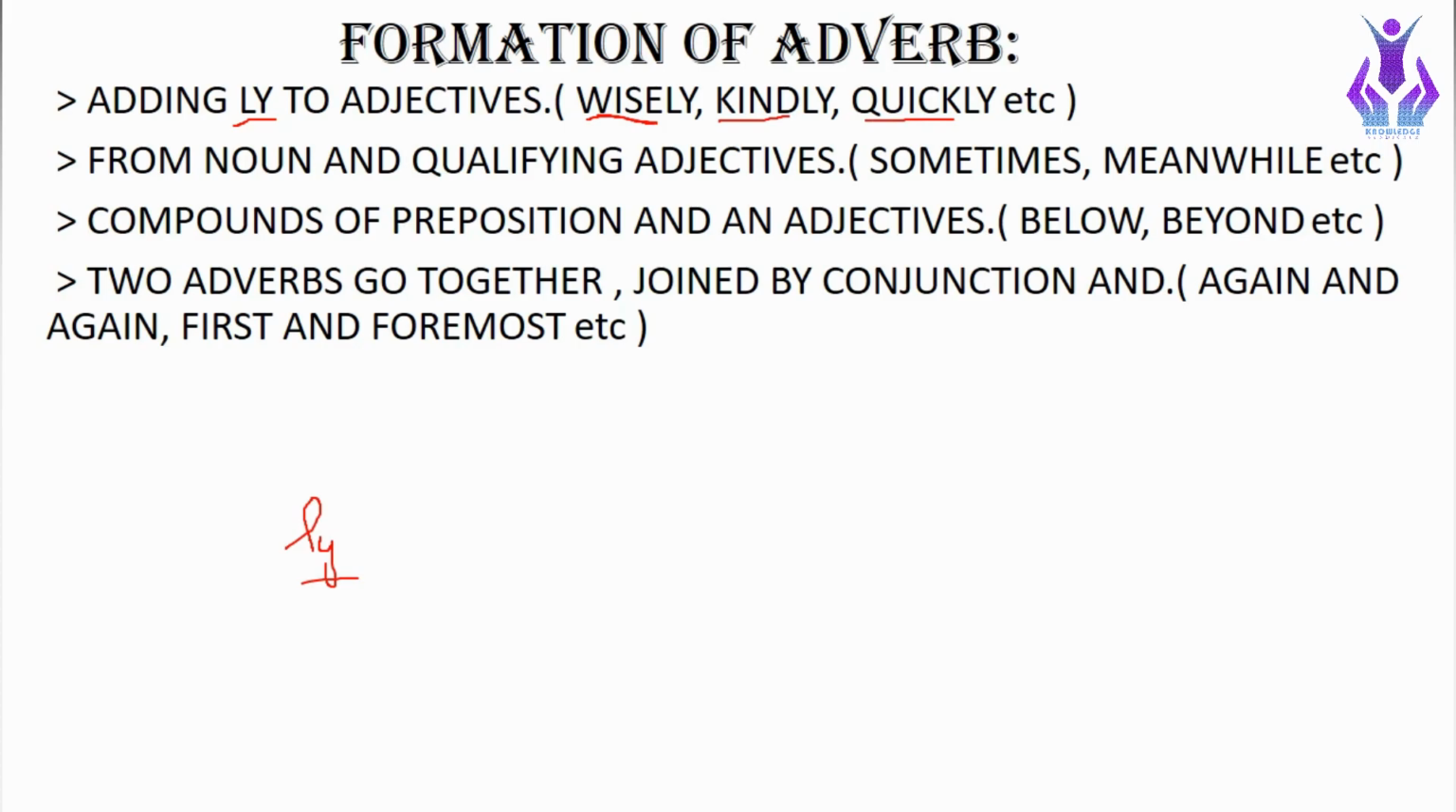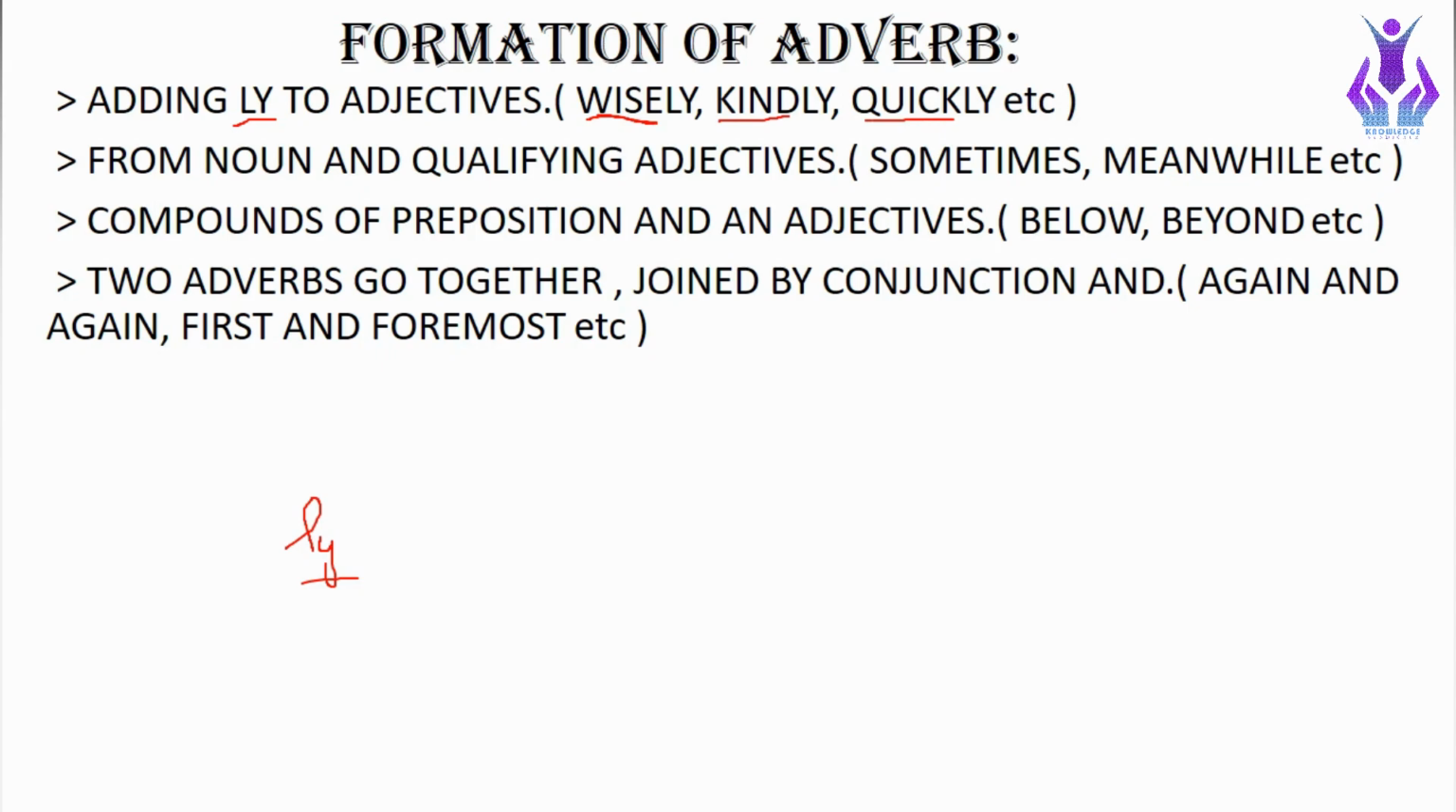The next is from nouns and qualifying adjectives. When nouns and qualifying adjectives are put together, certain adverbs come about. For example, sometimes, meanwhile, meantime, yesterday, midway, otherwise, and many others. The next is compounds of a preposition and an adjective. Some adverbs are compounds of a preposition and adjectives. When a preposition and an adjective are combined together, they form a new adverb. For example, below, beyond, behind, aloud, and many other examples of these.